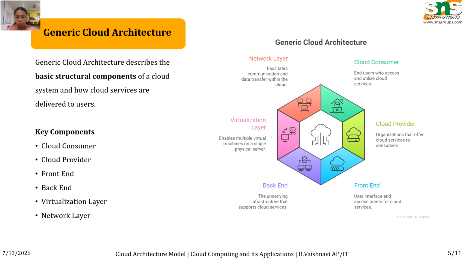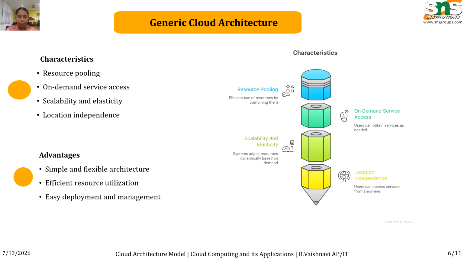Second one will be the cloud provider, the organization that offers the cloud services to the consumer. Third one will be the front end. Here the user interfaces and access point services happen. Fourth one will be the back end, the underlying infrastructure that supports the cloud services. Fifth one will be the virtualization layer. It enables multiple virtual machines on a single physical server. Next layer is the network layer. It facilitates the communication and the data transfer within the cloud.